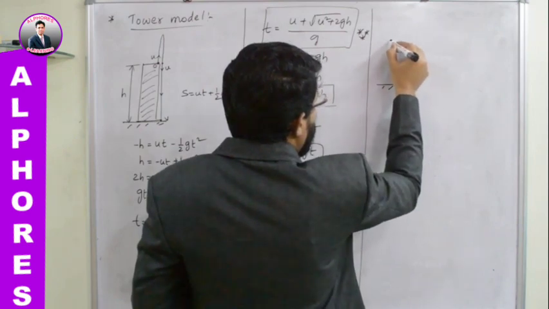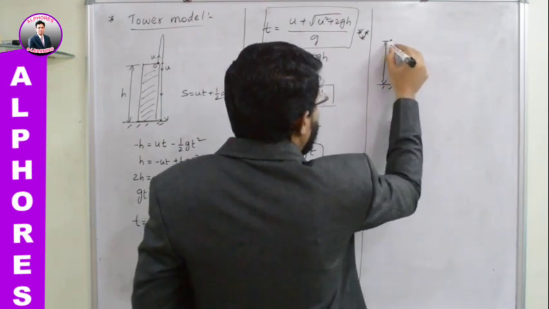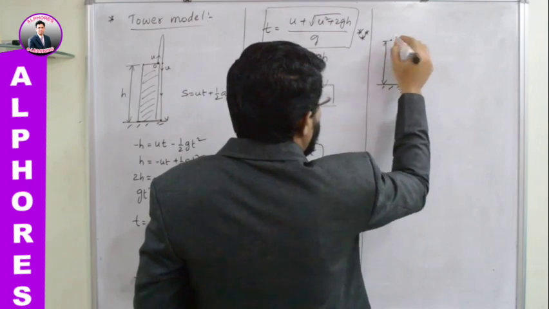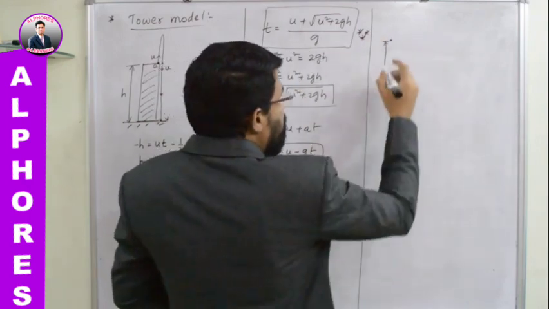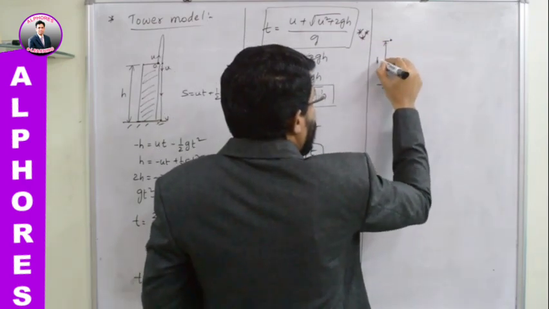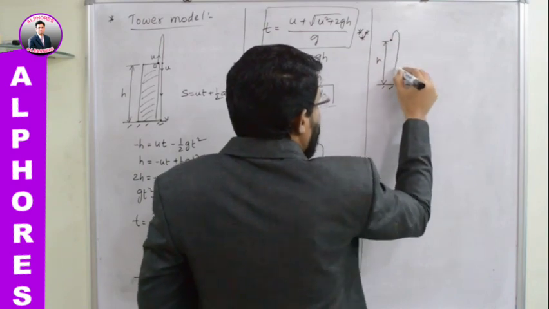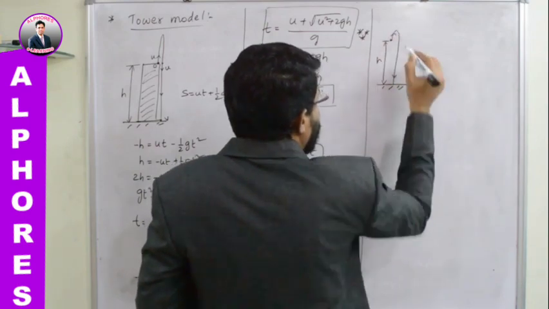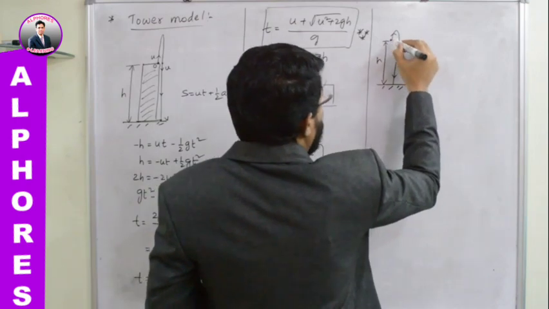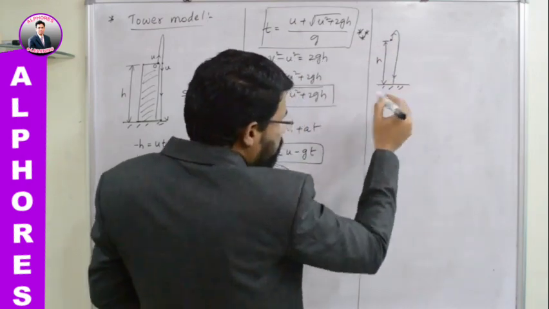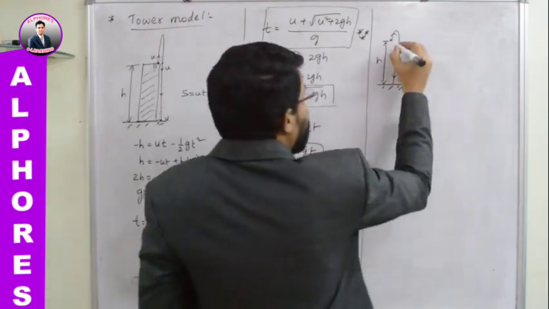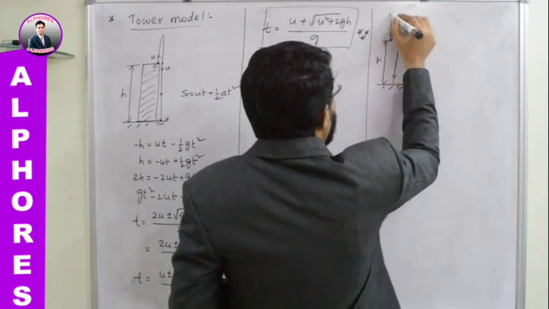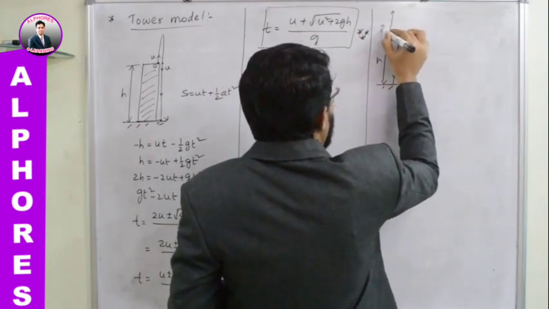This is the point which is at a height equal to h. After reaching this point from the hot air balloon, a coin is pushed. So the coin has traveled like this and it fell on the ground. And the hot air balloon during this time, when the coin is traveling in the downward direction, let us say the hot air balloon further traveled a distance equal to x.